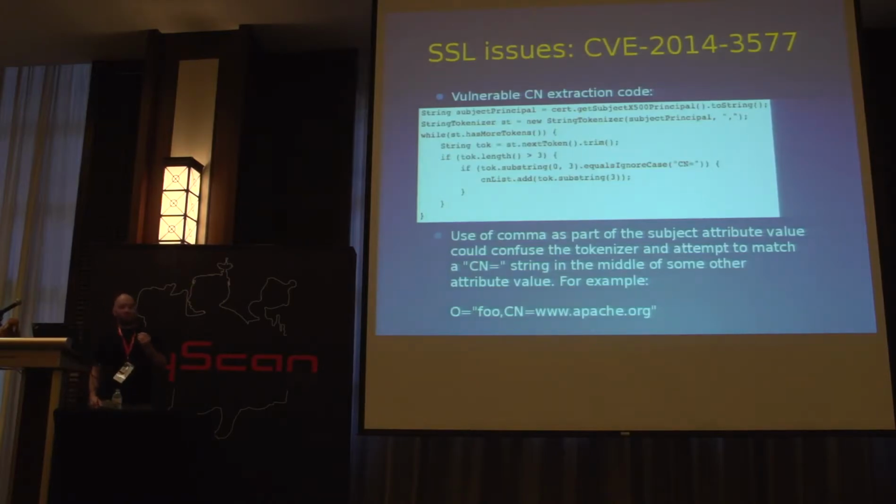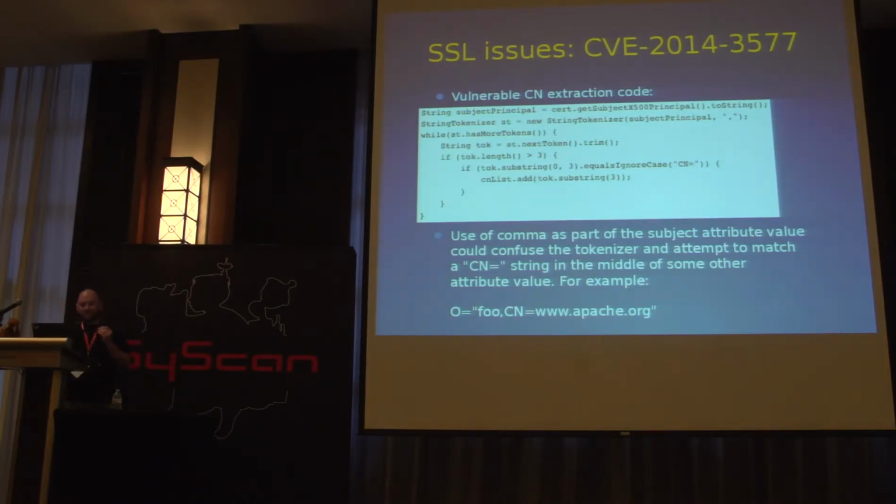And this is an example of the flawed code. I hope that's large enough that people can see it, by the way, but I'll distribute the slides later anyway if you can't read it. But the interesting part is the line that says if toc.substring, etc., equals ignore case cn equals. So basically what they're doing is saying everything that comes after cn equals, that's the common name that we're extracting.